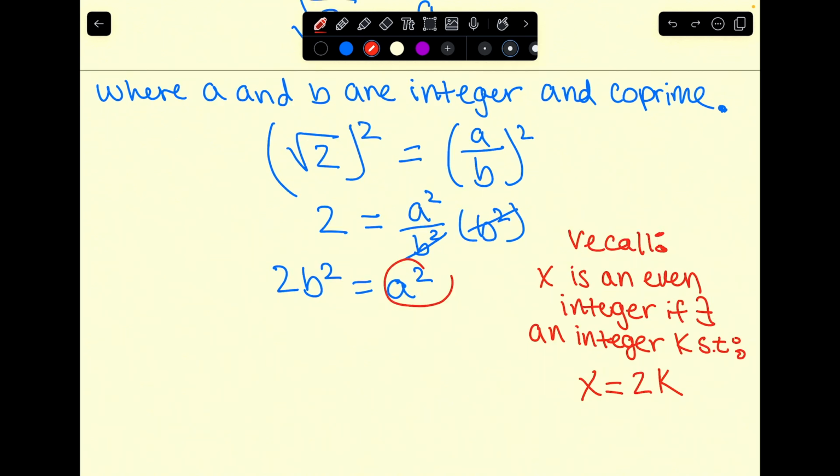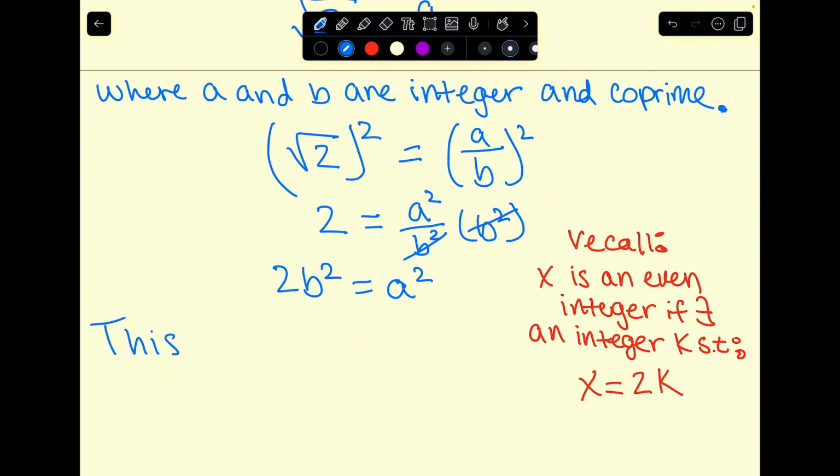What we have here is a squared is equal to 2b squared. Now, since b is an integer, b squared is an integer. Why? If you recall from my previous video, an integer times an integer is just one integer. Since b is an integer, 2b squared makes a squared an even integer since they're equal to one another. This is just an integer. Remember, the definition of an even integer is 2 times an integer, and this is 2 times an integer.